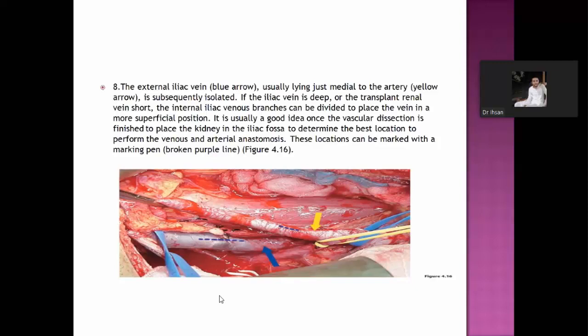It is usually a good idea, once the vascular dissection is finished, to place the kidney in the iliac fossa to determine the best location to perform the venous and arterial anastomosis. These locations can be marked with a marking pen, as you can see in the purple line.